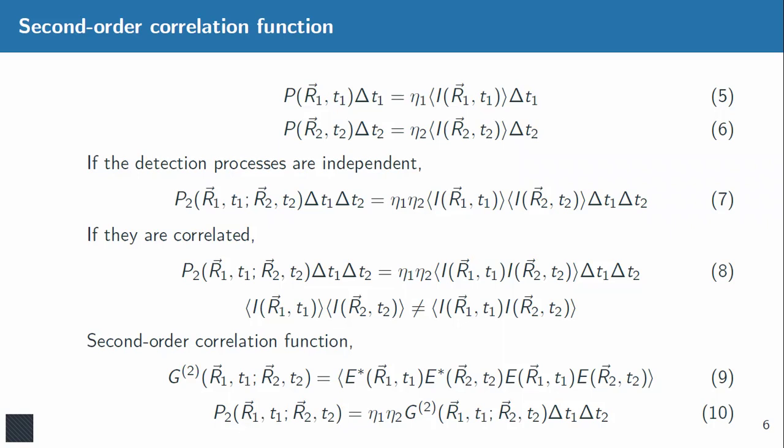So for classical light, it usually has the value of 1. So we can write the joint probability of photo detection of two different detectors at two different positions, measuring the field at different intervals of time, in equation 10.